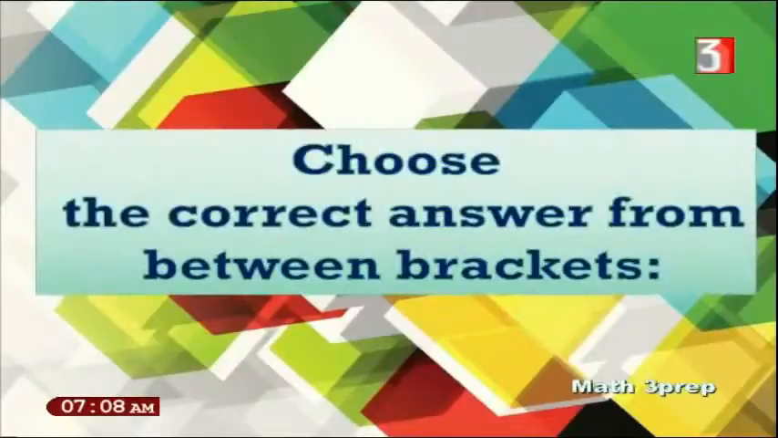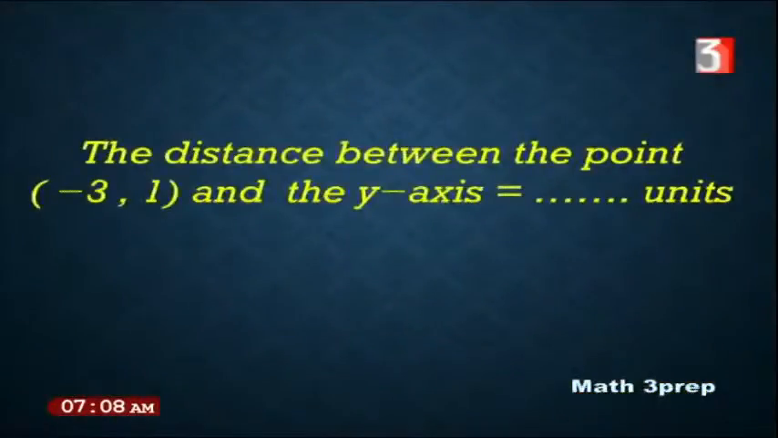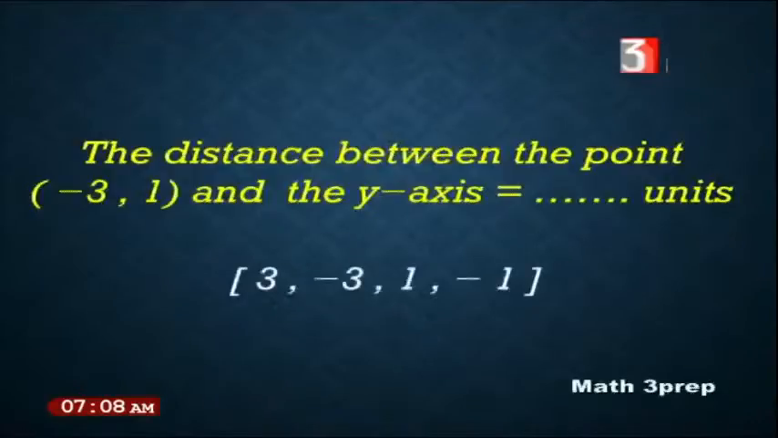The first question is: choose the correct answer from between brackets. The distance between the point (-3, 1) and the y-axis equals how many units? Is it 3, -3, 1, or -1? Of course, you cannot have a distance with a negative sign, so you are going to dismiss the two choices, -3 and -1.